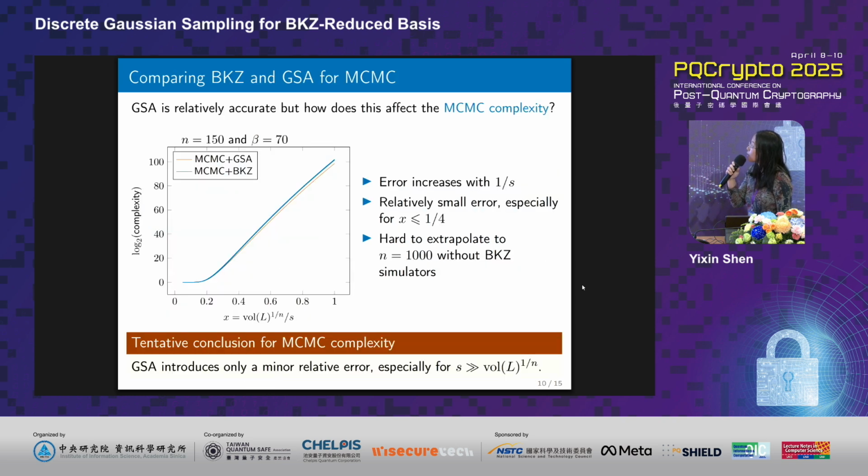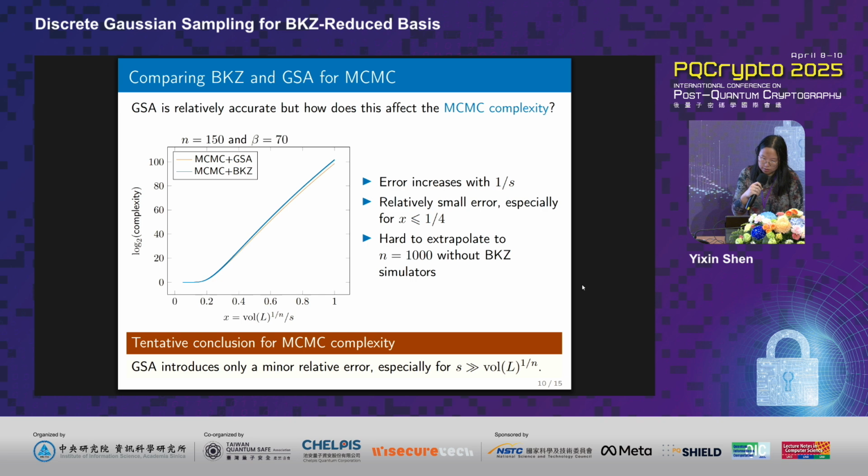The first one, the comparison between BKZ and GSA for MCMC with respect to the actual BKZ reduced basis. We know that GSA is relatively accurate, but it's not clear how it will affect the MCMC complexity, because now we have a product of n terms. So what we did is that we sampled different random BKZ reduced bases for a lattice, and then we computed its actual complexity. And we also computed the complexity based on the GSA assumption just to see the difference.